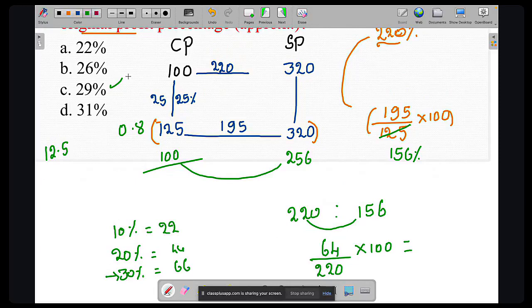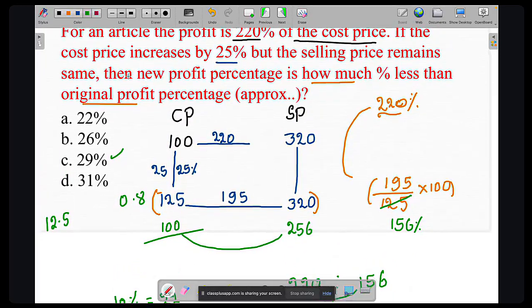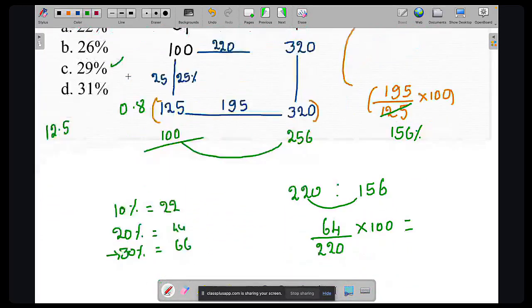Yes or no? Is it clear? Please let me know once. If it is not clear, let me know, I will repeat. Is it clear or not?